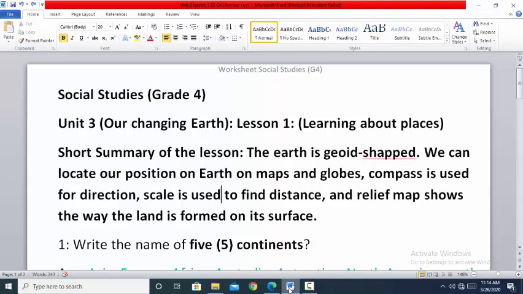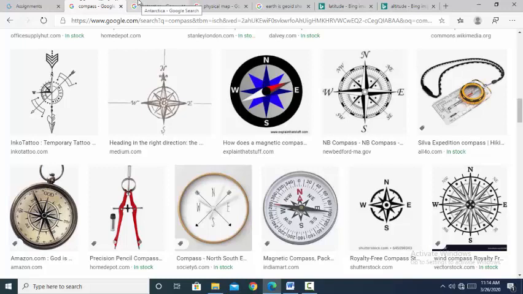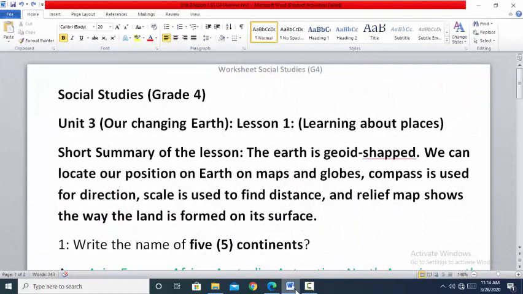And do we need the compass? Very crucial, very important for us to locate our directions. Without the compass, we would get lost and we would never be able to determine different directions. Okay, great. And also there is something called scale. Why is it important? To find distance. And we have what's called the relief map, and the relief map shows the way the land is formed on its surface.